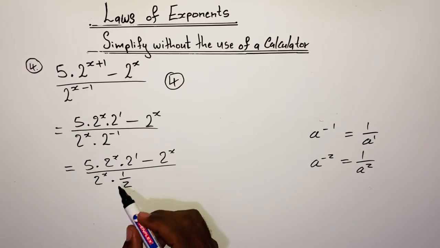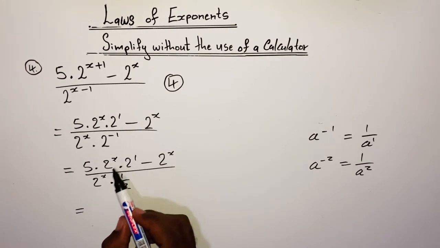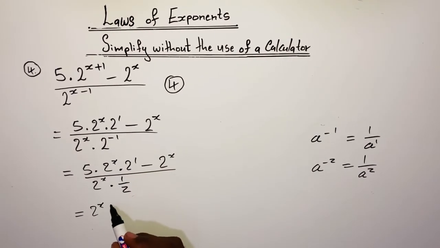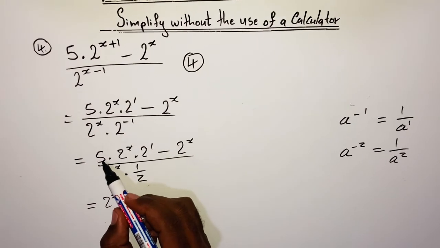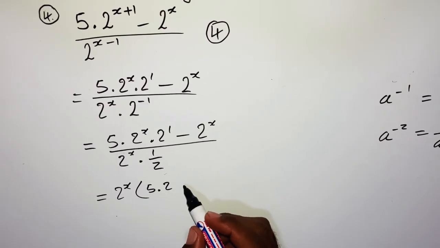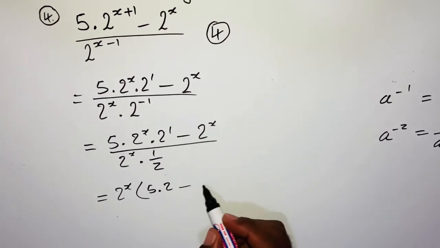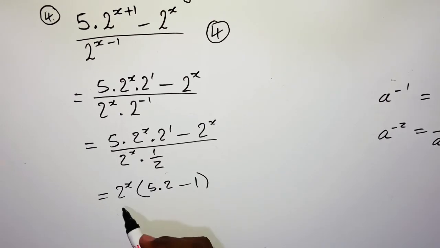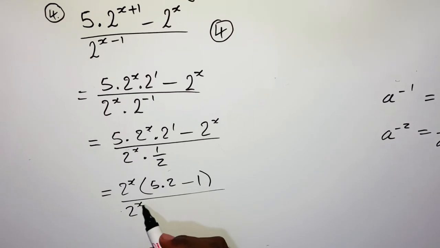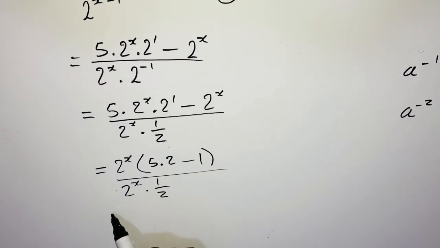Then let's go back to the top where we are having a common factor of 2 to the x. So if I am to take out a 2 to the x as our common factor, I remain with 5 times 2. If I am to take out a 2 to the 1, I remain with a 1. So I've taken out my common factor. Underneath, I still remain with 2 to the x times 1 over 2. Let's deal with the bracket.